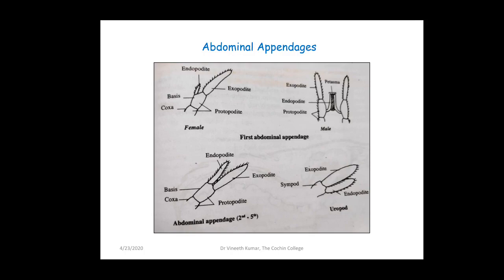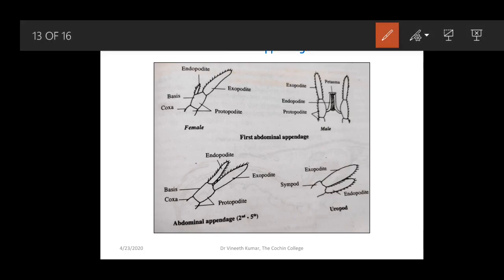Second to fifth is the typical appendage, which we discussed earlier, with the basic plan: a 2-segmented protopodite, an unsegmented exopodite, and an unsegmented endopodite. In male and female, the first one is different, and the last one, the sixth, is also different. That appendage is called a uropod.